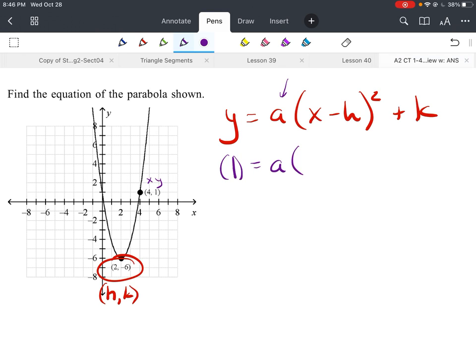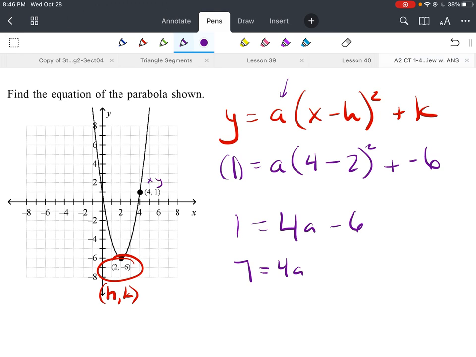And now do x minus h. The x is 4 here, so 4 minus my h, which is 2, squared, plus my k value, which is -6. Now you go through this whole process. Simplify. 4 minus 2 is 2. 2 squared is 4. So this would be 4a minus 6 equals 1. Add 6 to both sides, and this would be 7 equals 4a. Divide both sides by 4, so a equals 7 over 4.